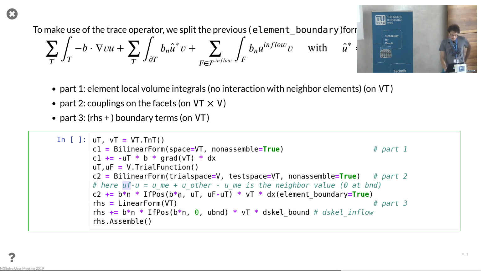So the upwind flux is: if pos Bn, so if I have an outflux boundary, then I take my own value. Otherwise, I take the neighbor. The neighbor in this case is UF minus UT because of this argument that I just made. Okay, and then I have to do a corresponding term for the boundary, which I put in the linear form here because it's not time dependent.